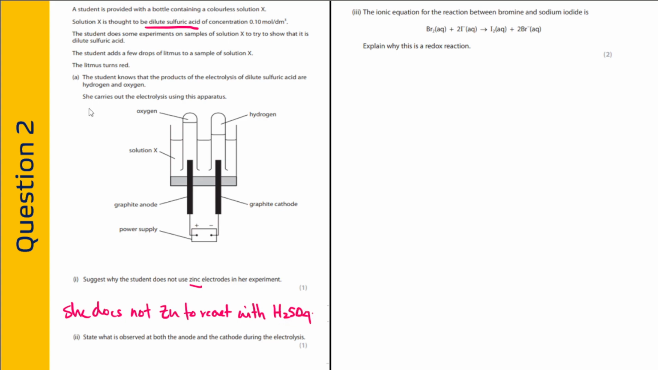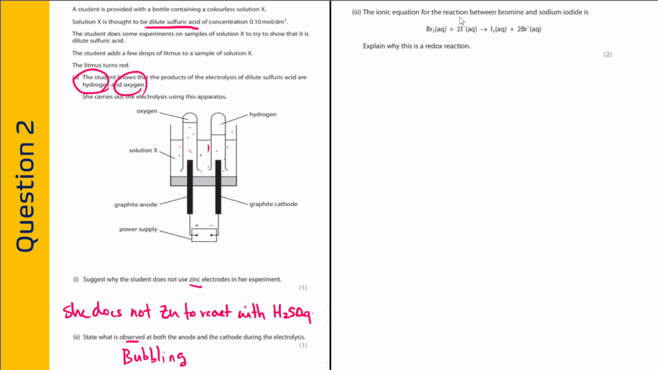Alright, so that is also why we're using carbon and platinum all the time. Now state what is observed at both the anode and the cathode during the electrolysis. The student knows the products of the electrolysis of dilute sulfuric acid are hydrogen and oxygen. So of course, since they're gas, you're going to see bubbling. Remember, this is asking you to observe, so you do not need to write an equation.